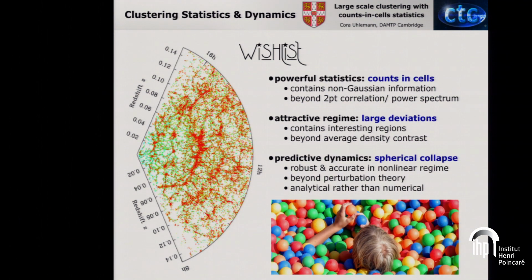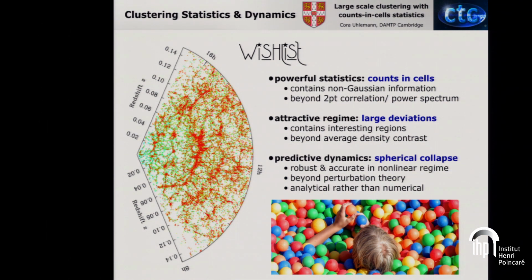And I will try to convince you in the following that we actually have a sweet spot in this wish list, namely considering counts-in-cells statistics, which compress some of the non-Gaussian information quite effectively, so it carries interesting information. We can predict it in an interesting regime, namely the regime of large deviations or rare events that Paulo introduced yesterday. And we have very predictive dynamics because we can use the spherical collapse model there if we are clever about it.